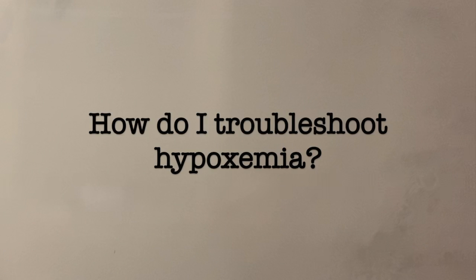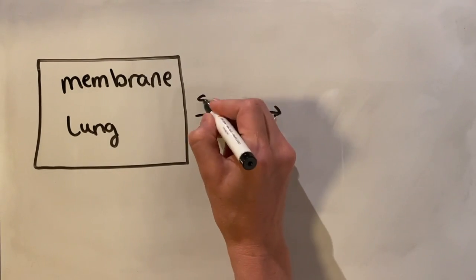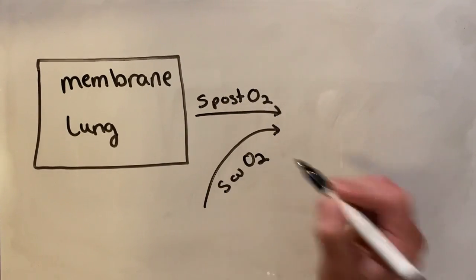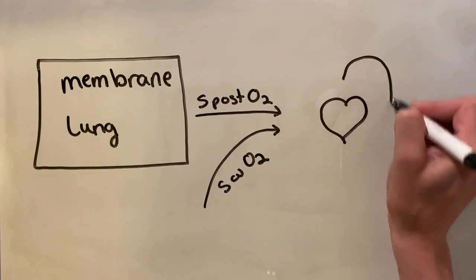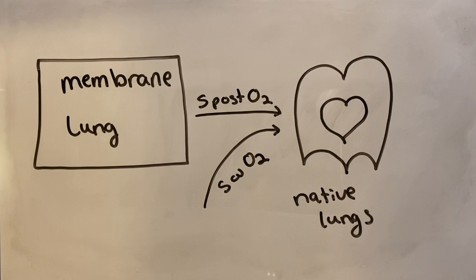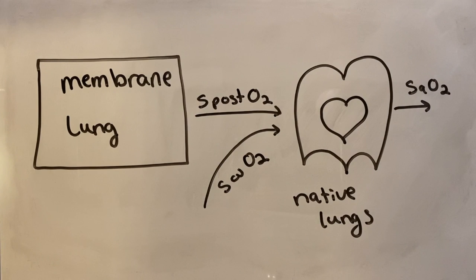Now let's talk about how to troubleshoot hypoxemia. The membrane lung sends fully oxygenated blood, SpostO2, to be entrained into the heart. Some central venous blood, ScvO2, is also entrained into the heart. ECMO thus increases the oxygen saturation of the blood being entrained into the heart, through the poorly functioning lungs where some gas exchange may occur, and then into the aorta to determine the SaO2. Essentially, now you have two lungs in series with the membrane lung performing gas exchange before the native lung.